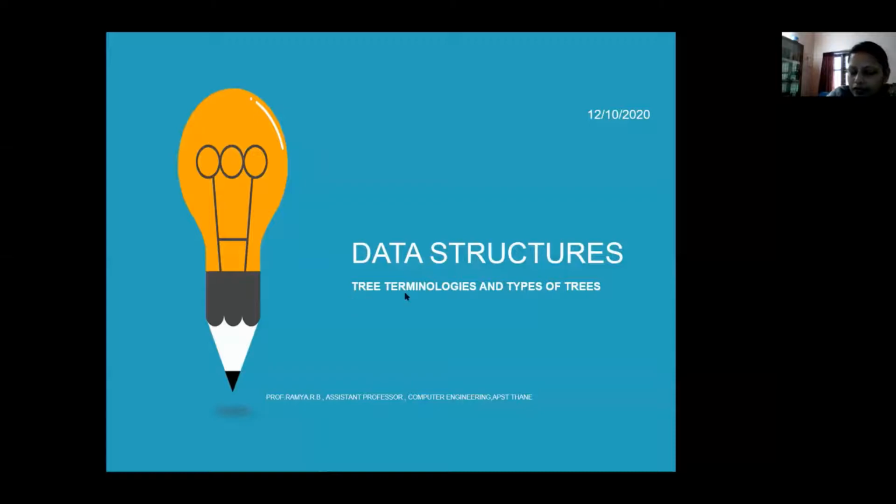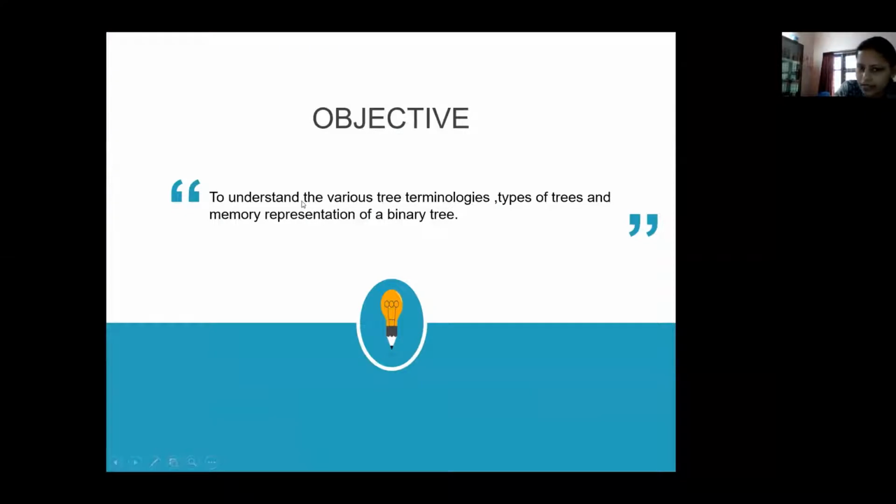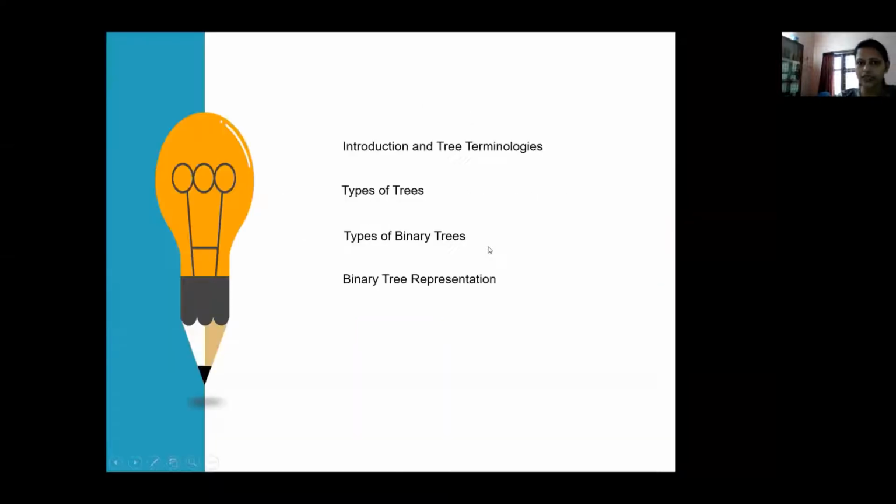So today we are going to discuss some terminologies related to the tree data structure and the different types of trees. Okay. So the objective of today's session is to understand the various tree terminologies, types of trees, and memory representation of a binary tree. Okay. So today we are not going to learn any programs. We are just going to have a theoretical session discussing certain important terminologies and types of trees.